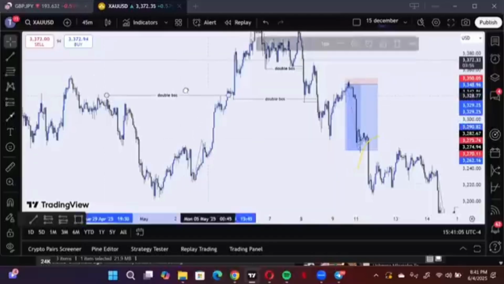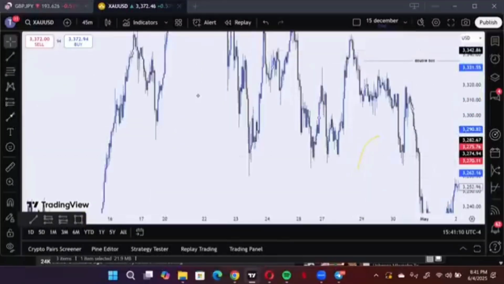So the market took out this recent high here. There's a recent, I don't know if you guys can see it properly, there's a recent high here.